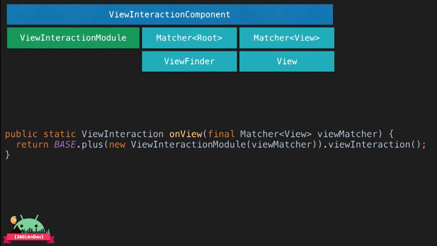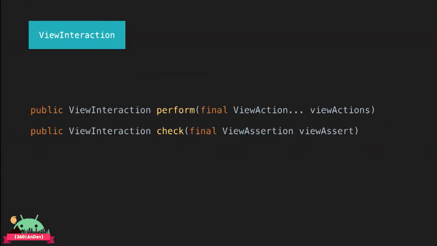This view interaction is the one that allows, at the end, to apply the final part of our simple syntax. Given an onView, we can perform an action or assert a result. Check the result.